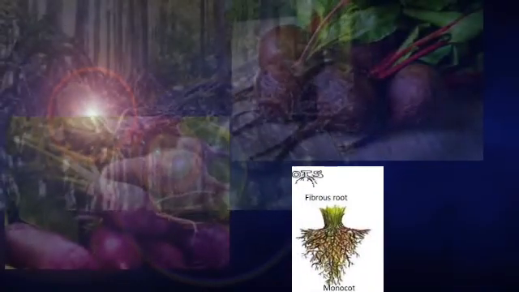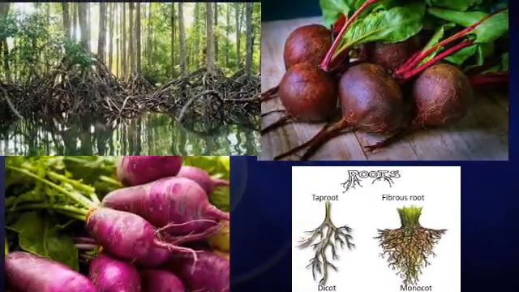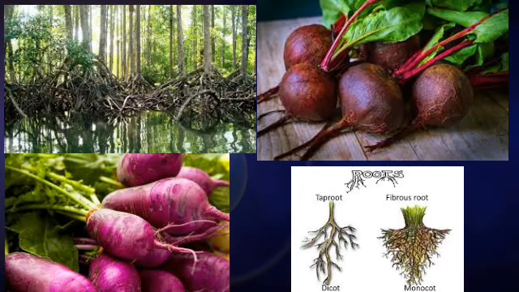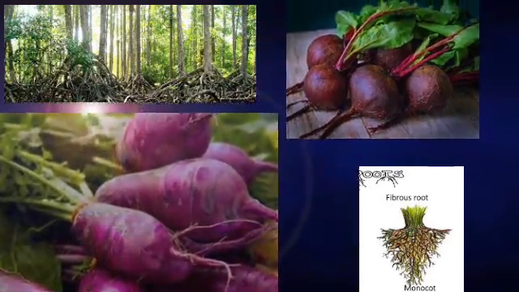Dear students, in this session we discussed modification of root. From this you learned that roots grow underground in most plants. In plants that grow in mangroves, the roots grow upward. In some plants like beetroot, radish, etc., the taproot becomes a vegetable, and these roots primarily anchor the plants.